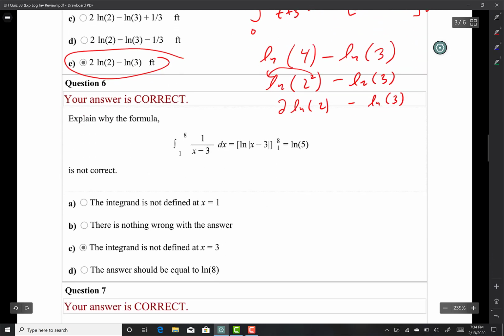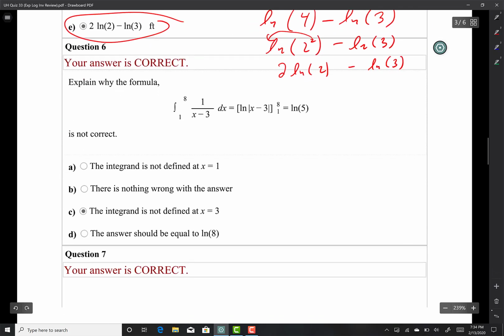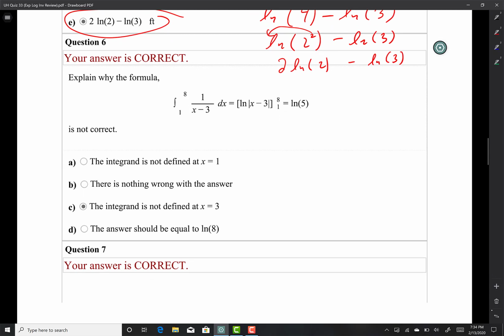All right, explain why the formula, the integral of 1 over x minus 3 from 1 to 8 equals ln of 5, is not correct. Okay, it's simple, guys. Notice this function here is 1 over x minus 3. Notice the interval is from 1 to 8. You cannot integrate this function because at x equals 3, you can't integrate. You have a vertical asymptote.